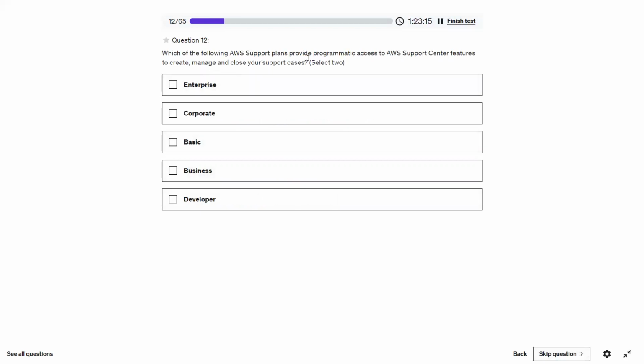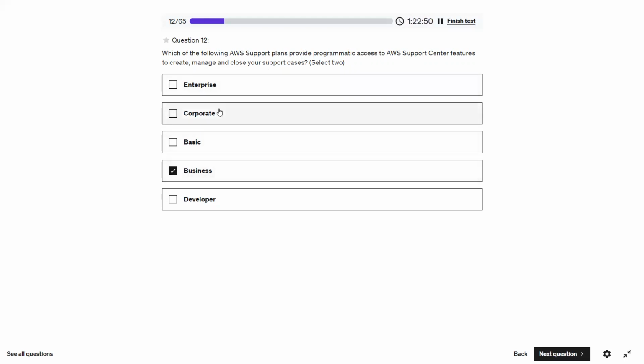Which of the following AWS support plans can provide programmatic access to the AWS Support Center? If you want to create a ticket or close a ticket using code, that is programmatic access. We have to select two. Just go with the higher plans, because whatever is in the basic plan definitely comes in the higher plans.